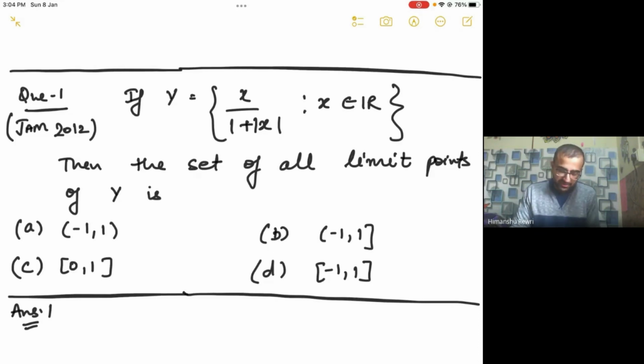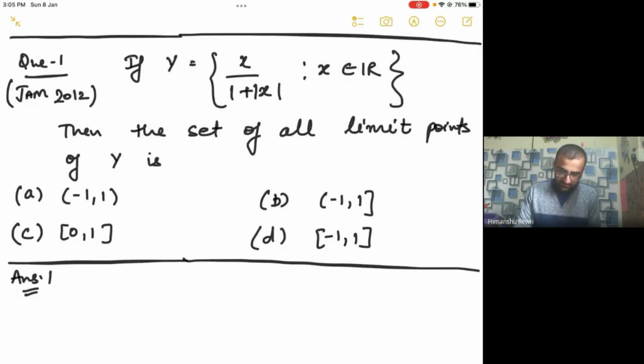The first question is, if Y is the set of x divided by 1 plus mod x such that x is in R, find the set of all limit points of Y. The options given are: the open interval (-1, 1); (-1, 1] where 1 is closed; [0, 1]; and [-1, 1]. What do you think, which option will be fine? I hope that everyone knows the definition of a limit point.